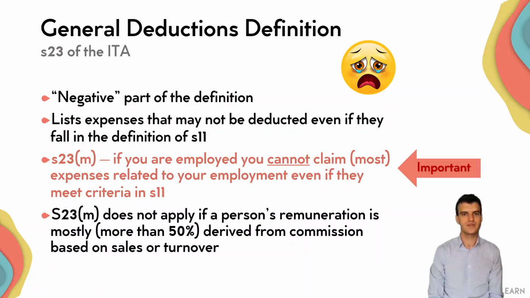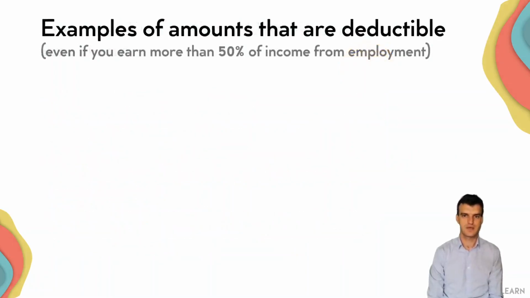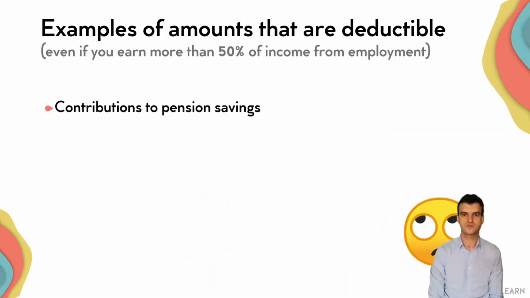So if you are an employee and you expend amounts in order to, for instance, drive to work, you cannot claim those amounts back as deductions, even if they fall under the definition of Section 11, unless you earn more than 50% of your income based on commission or sales or turnover related commission. But there are, of course, amounts that people that are merely salaried employees can claim, and we're going to focus on those in this course.